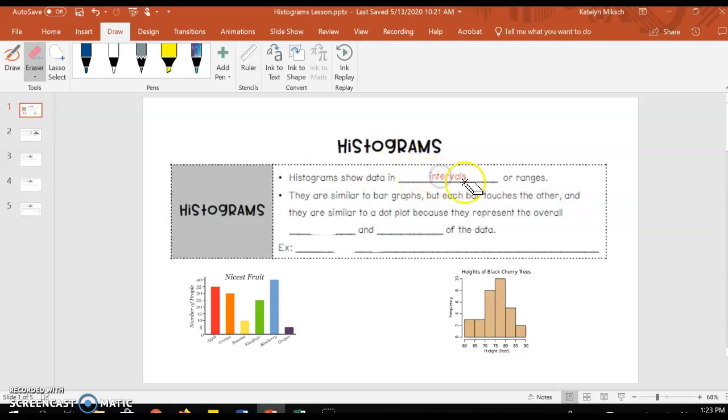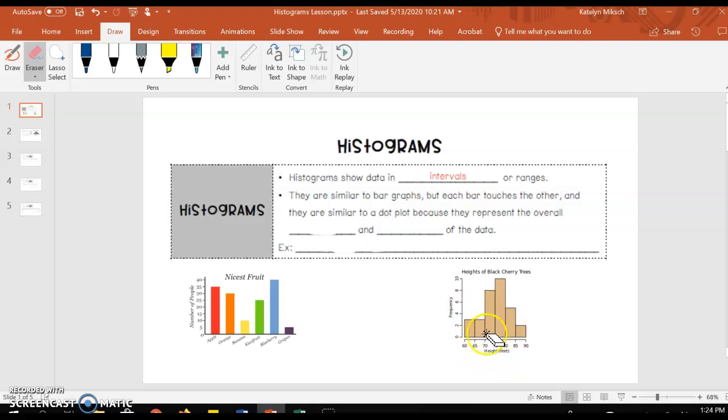So histograms show data in intervals or ranges. If we look down here, the bar graph has labels like apple, orange, banana, kiwi fruit, etc. The histogram shows a range. So everything in this bar right here is a range from 60 to 65 feet. This one says there are 3 cherry trees that are 60 to 65 feet high. Then we have a range from 65 to 70, 70 to 75, and so on and so forth.